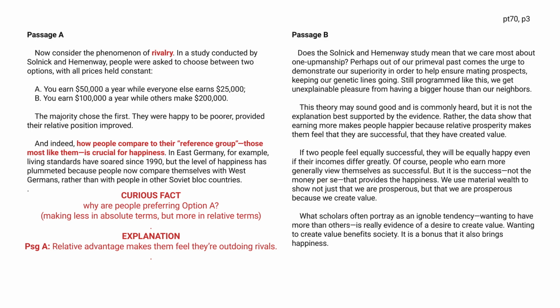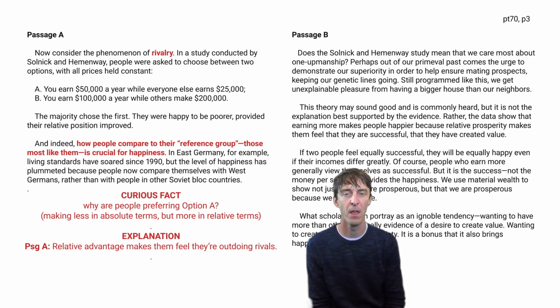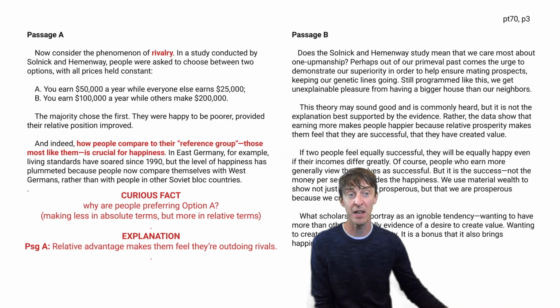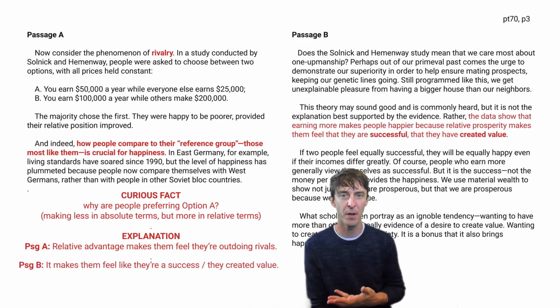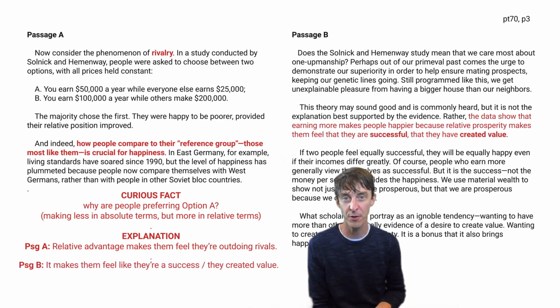She's putting all of this conversation under the umbrella of, check it out, here's how rivalry affects our sense of happiness. Meanwhile, passage B is rejecting that and saying, no, the reason that you want to make more than your neighbors isn't because you just have this need to outdo your rivals. It's because you want to feel good about yourself. You want to feel like you're adding value to the world.